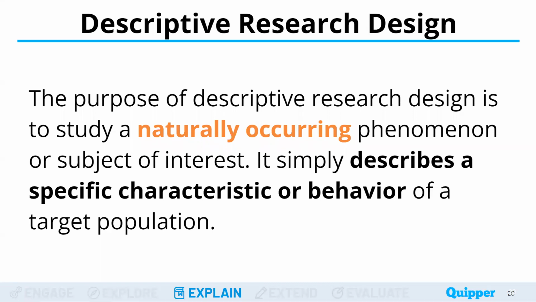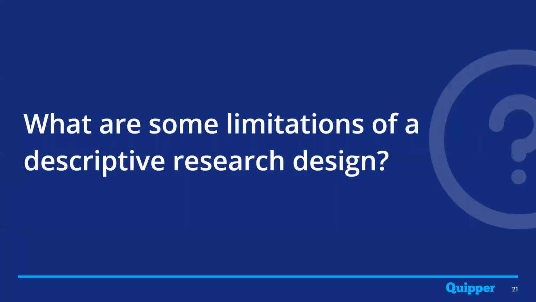So descriptive research design, the purpose of descriptive research design is to study a naturally occurring phenomenon or subject of interest. It simply describes a specific characteristic or behavior of a target population. Okay, so instead of using numbers, kumbaga majority of your paper is using number, dina-describe natin yung mga target population natin. So what are some limitations of descriptive research design?